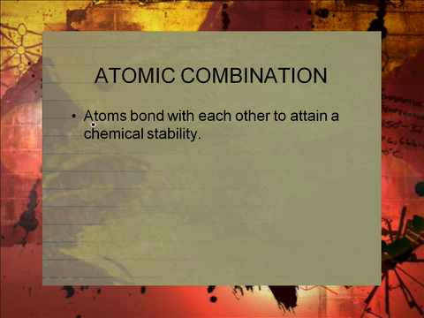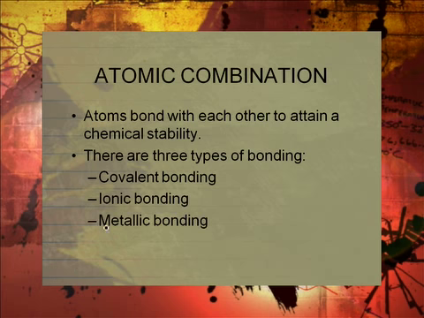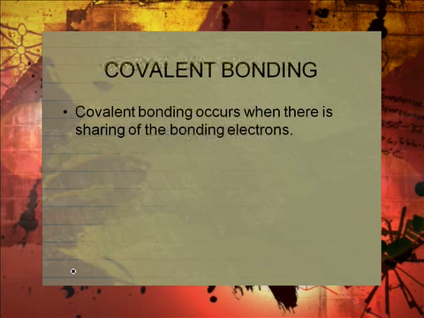Right, welcome back, and we're continuing talking about chemical change, and now we're going to look at how atoms combine, atomic combinations. We said earlier on in lesson 15 that atoms bond with each other to attain chemical stability. And we have got three types of bonding. We've got what we call covalent bonds, ionic bonding, and we also have metallic bonding.